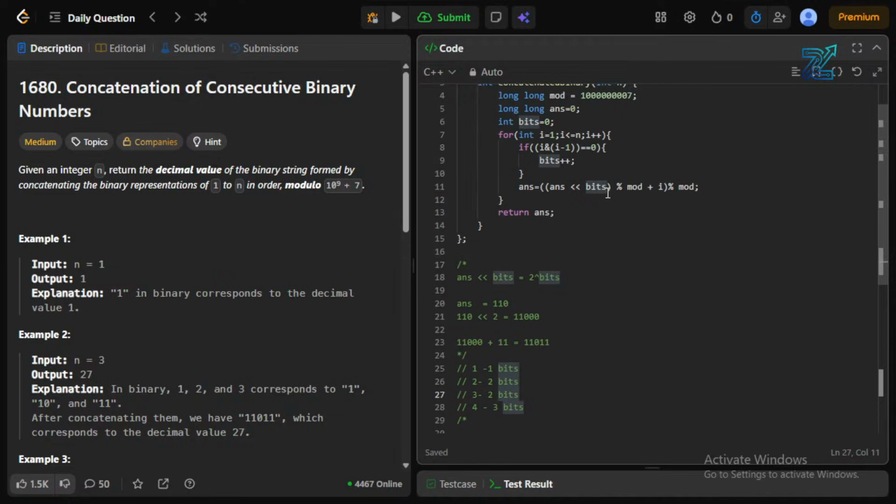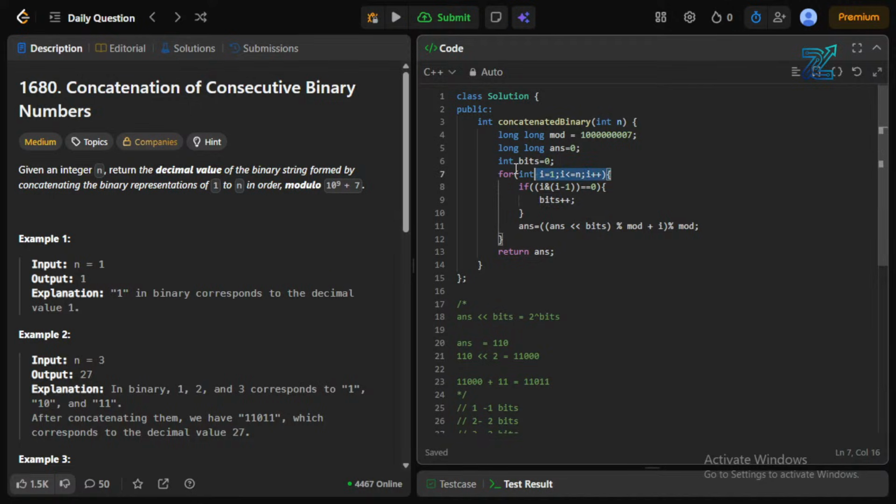Then we are using this for loop to iterate from 1 to n, right? We need to concatenate all the integers from 1 to n after converting them to binary. So for that we are using this for loop. Then we are writing one if condition. This if condition will check whether my i is a power of 2 or not.